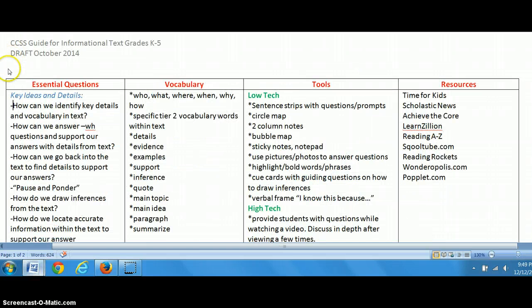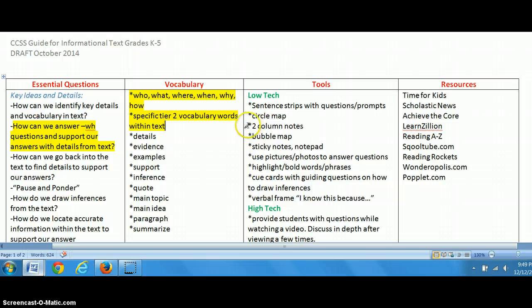Using the information from our CCSS guide for informational text for grades K through 5, under essential questions and key ideas and details, our focus or essential question will be how can we answer WH questions and support our answers with details from the text. Our focus for vocabulary and key terms will be who, what, where, when, why, how. We will also see some specific Tier 2 as well as Tier 3 vocabulary words within the text.